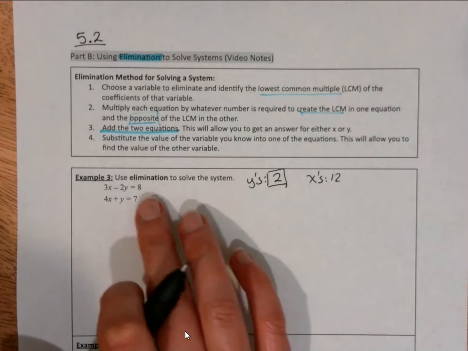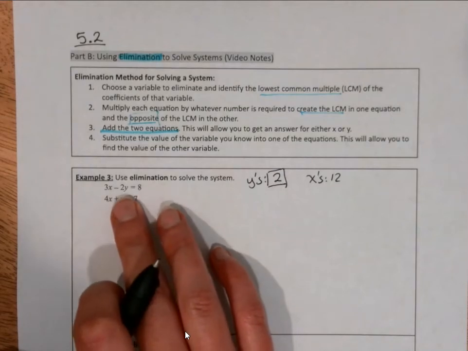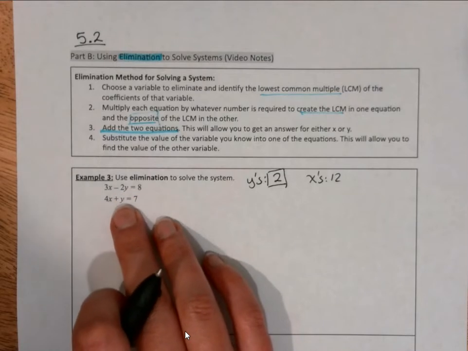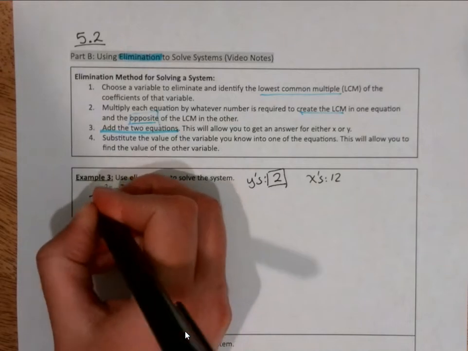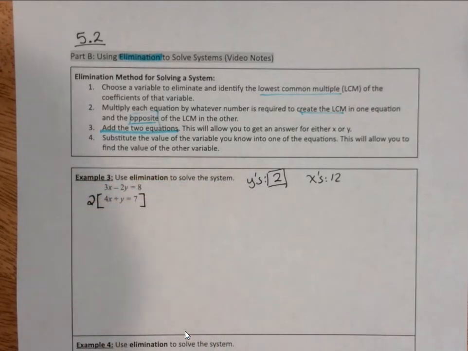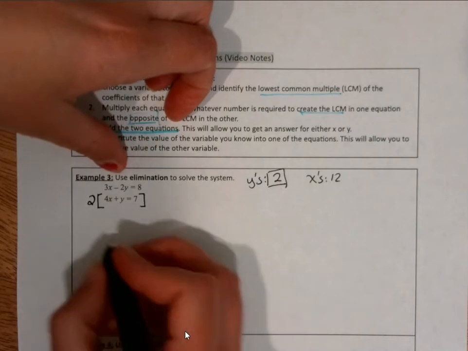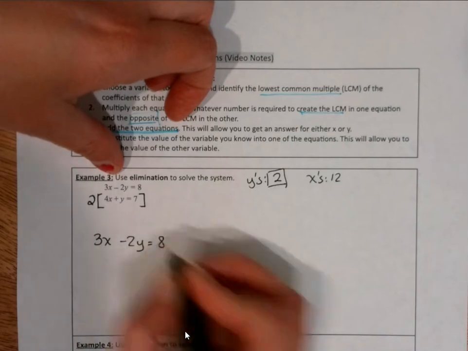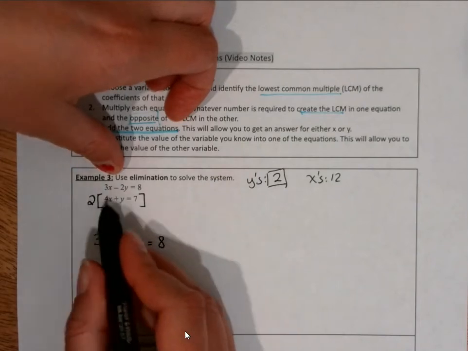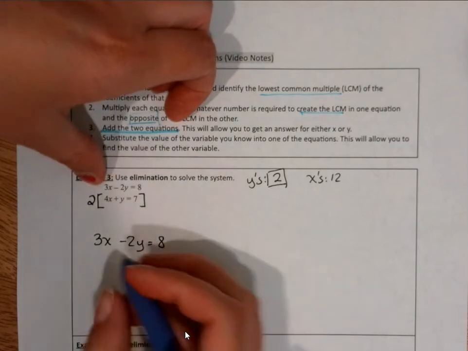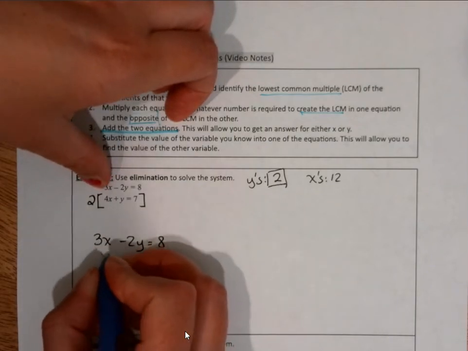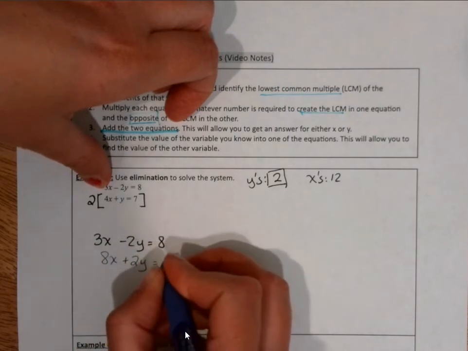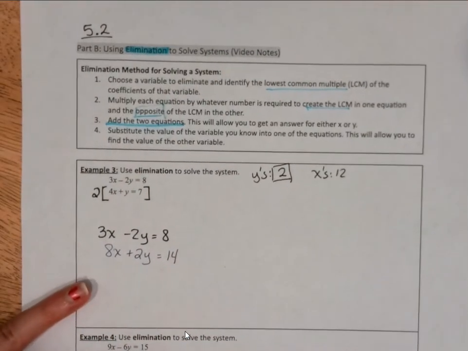Okay. Now, there's already a negative 2 on the top one, so I don't need to change that. I just need to make the bottom equation have the opposite, so a positive 2. So we're going to multiply this entire equation by 2. Okay. We'll leave the top equation alone. I like to write my top equation first. So 3x minus 2y equals 8. And then we're going to distribute that 2 into the bottom equation. So the bottom equation is going to become 2 times 4 is 8x plus 2 times y is 2y equals 2 times 7 is 14.